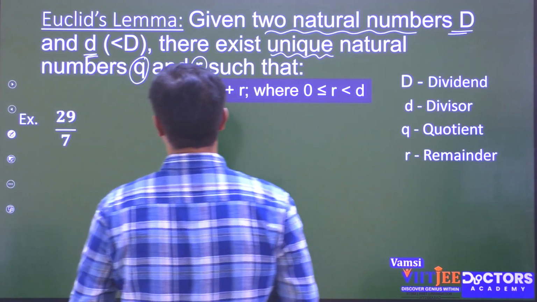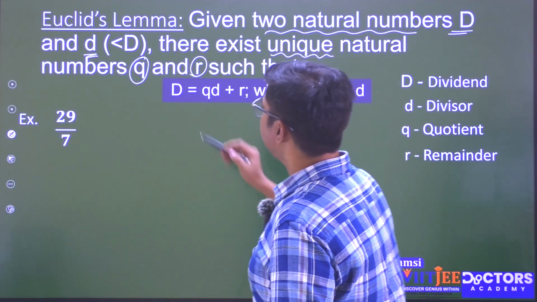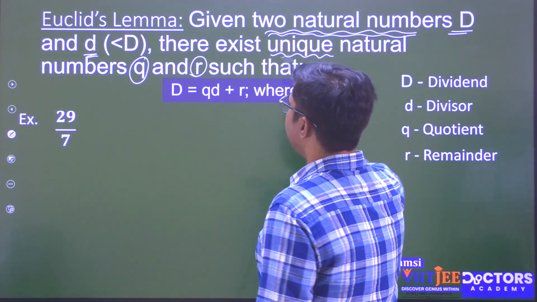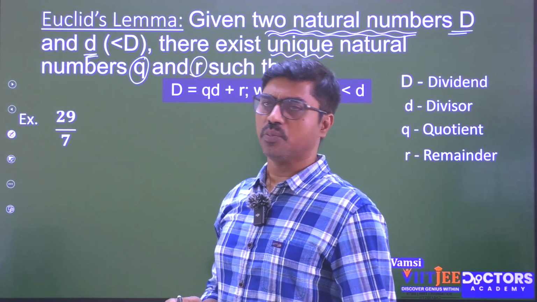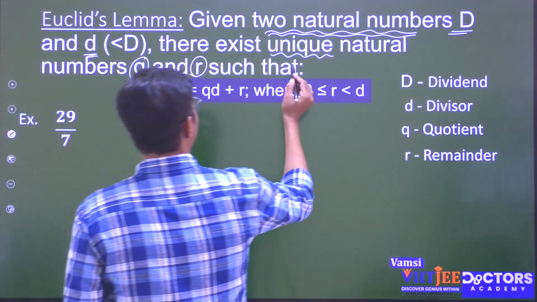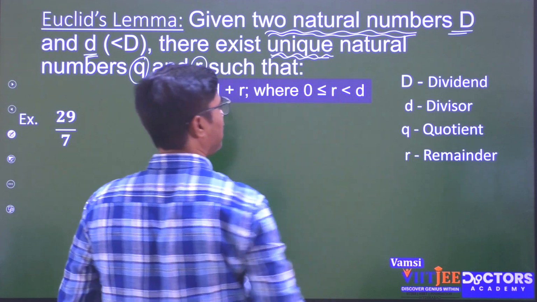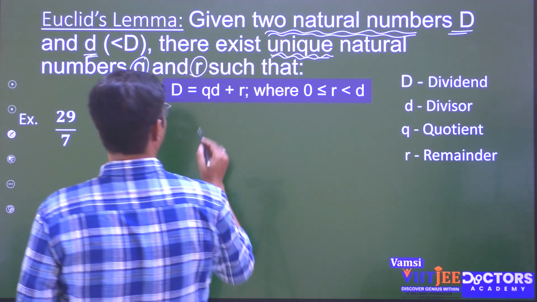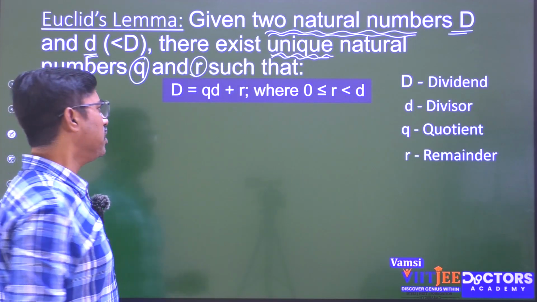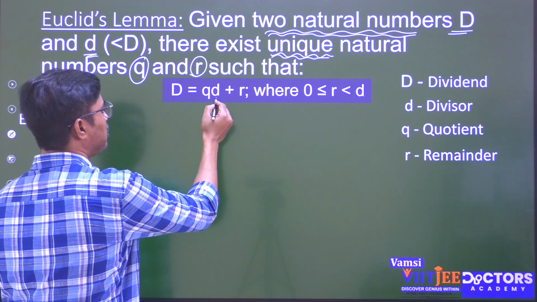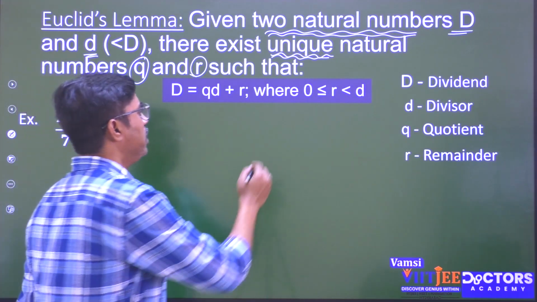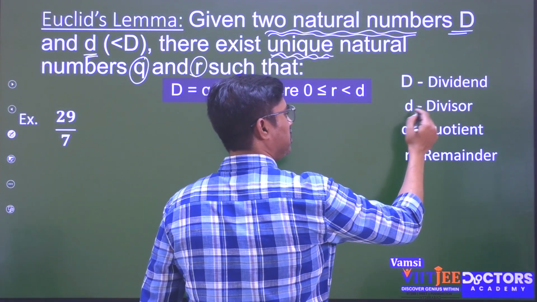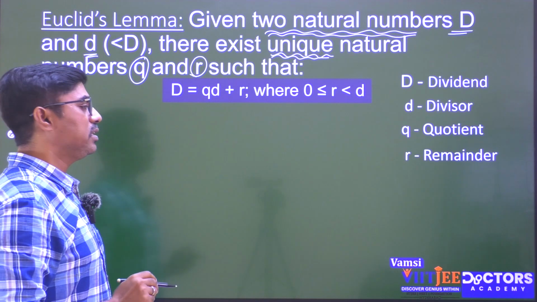First, let's read it. I have already underlined some important statements here. Euclid's lemma: given two natural numbers, capital D and small d, I'm taking capital D as the bigger number and small d as the smaller number, there exist unique natural numbers small q and small r such that this relation is valid. This is called Euclid's lemma. Capital D equals q times small d plus r, where r lies between 0 and d. Capital D is called the dividend, d is the divisor, q is the quotient, and r is the remainder.